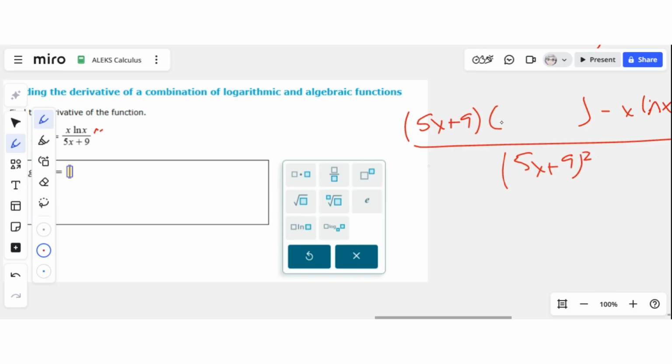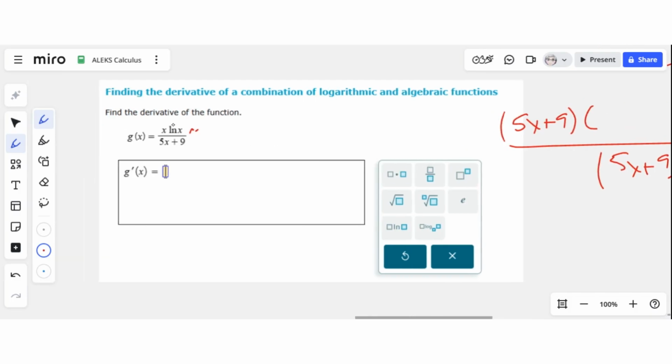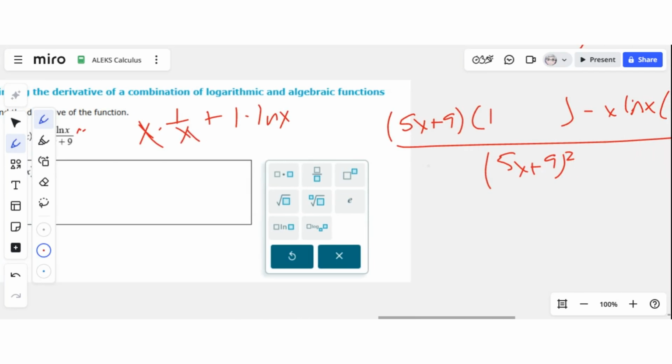Now I waited on this one, the derivative of the top, because this is a product. So we're going to have to use the product rule inside the quotient rule. So the product rule says you can take the first thing times the derivative of the second thing. So the derivative of the second thing, the natural log of x, is 1 over x, plus the derivative of the first thing, which is just 1 times the second thing. Okay, and simplifying here, these x's cancel out. We actually get 1 plus natural log of x.